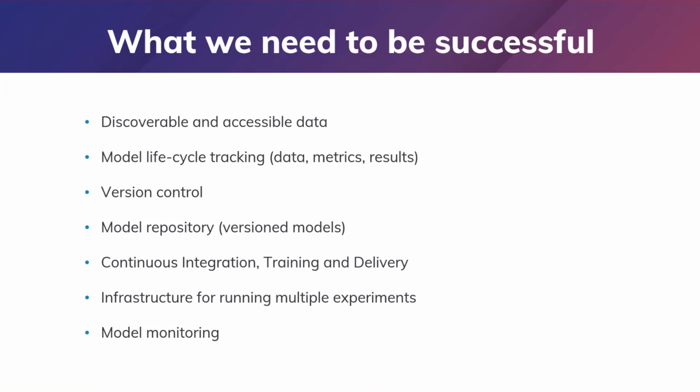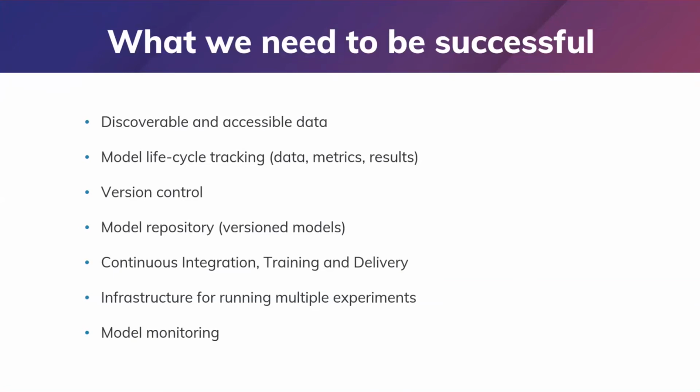So we need to track the data that's used, we need to track the metrics that came out of it and the results, and anything else that can be useful to determine how a model was created. We need version controls. So we need some way of storing models, and we need them to be versioned in some kind of model repository. And Git is not a good place for this to be, because models can be pretty large, and so can the data. So we need other places to store them with some kind of stringent controls.